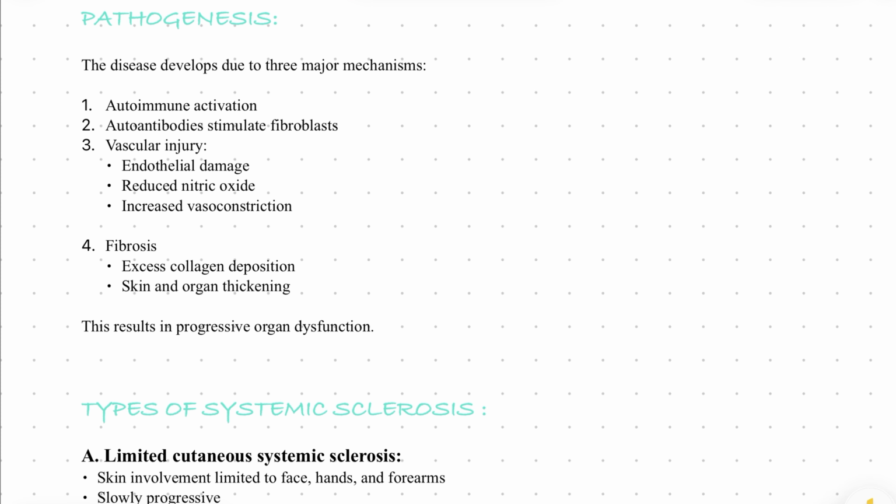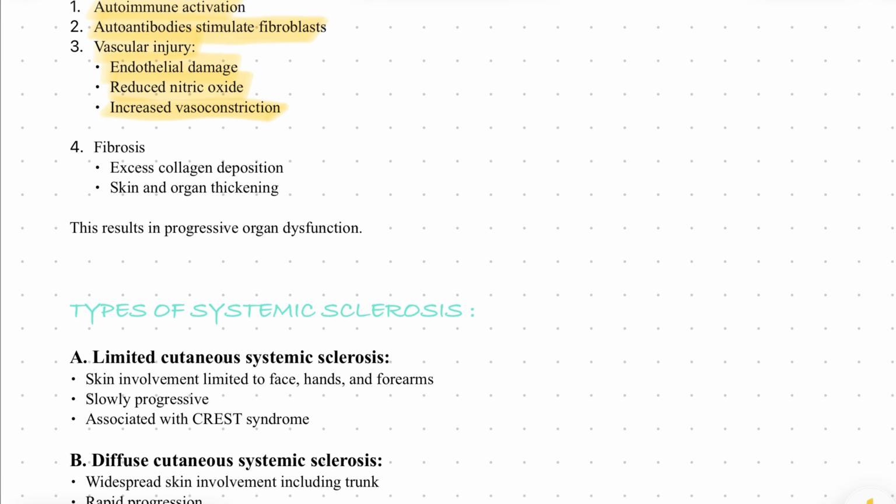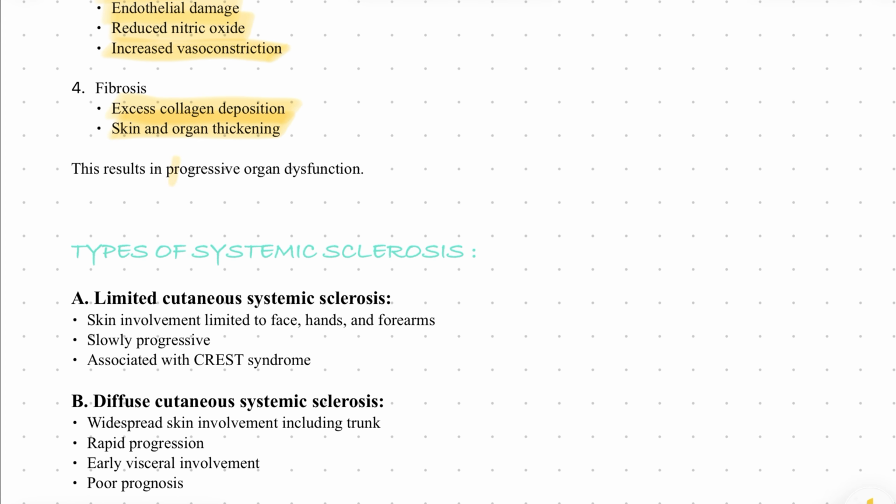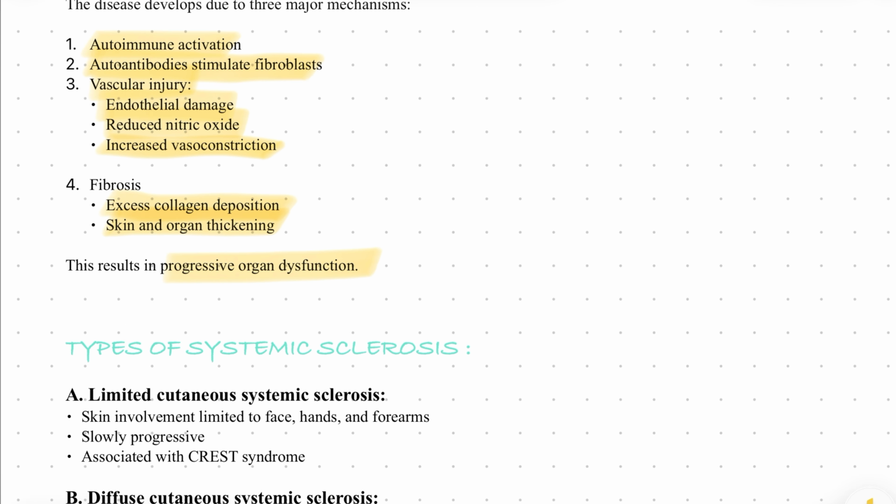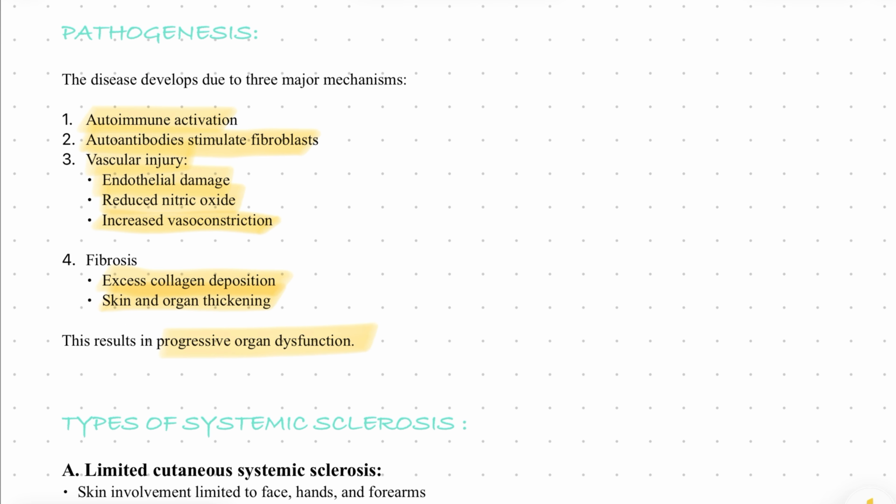Then coming to pathogenesis, the disease develops due to three major mechanisms. It may be due to autoimmune activation, where autoantibodies stimulate fibroblasts, or vascular injury. In that, mainly endothelial damage, reduced nitric oxide or increased vasoconstriction leads to vascular injury. Then coming to fibrosis, excessive collagen deposition causes skin and organ thickening. This results in progressive organ dysfunction. So I hope that is clear. Pathogenesis is very simple and clear, important, right?